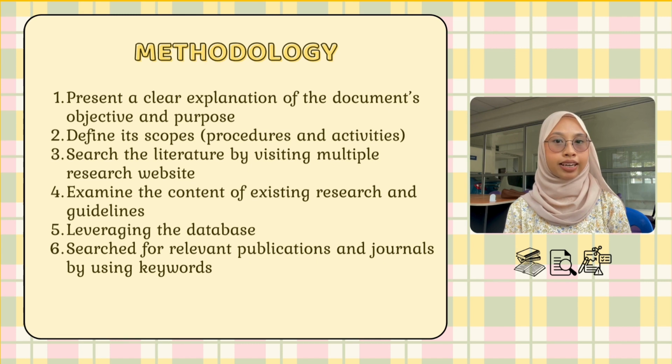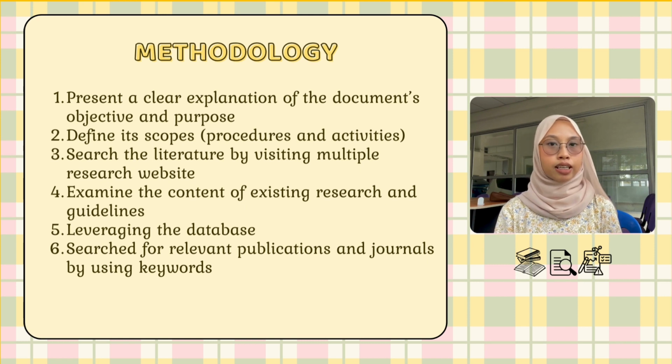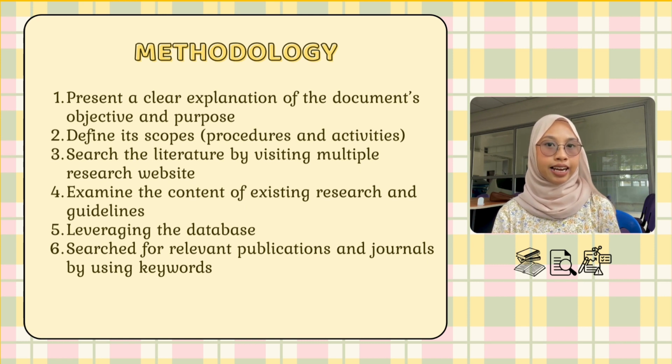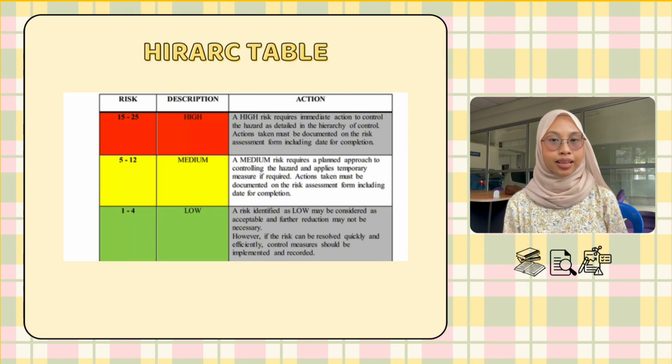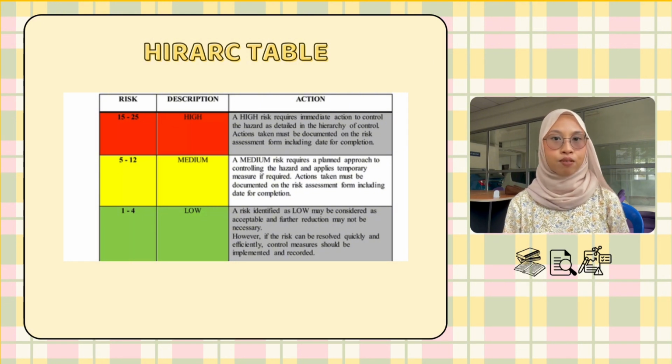In order to compile data and references that are consistent with current industry best practice, we search the content of existing research, guidelines, and pertinent publications. After that, we leverage the databases of Google Books, ResearchGate, and ScienceDirect to find any published journal publications. We also search for relevant publications and journals using the keywords chemical hazard, industrial hazard, organic solvent, hazardous gases, organic synthesis, management of hazard, regulations for chemical hazard, regulatory agencies for hazard, workplace safety, and threshold limit value in order to get the best results.